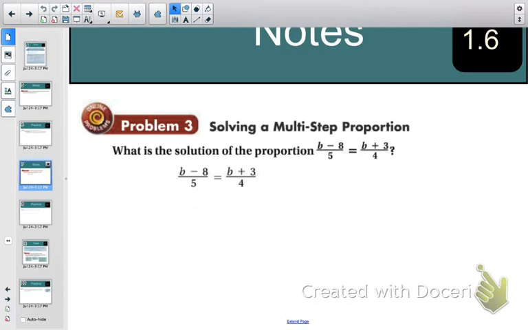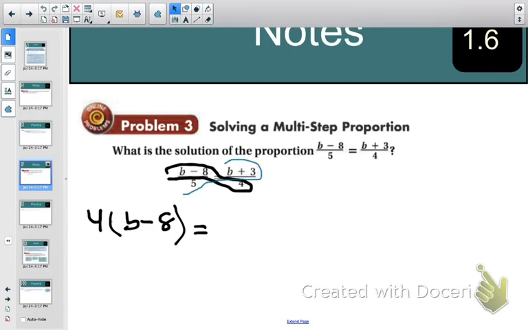So what we're going to do, the same thing, is multiply the diagonals together. I should have done that one at a time. Let me do that. So we'll multiply the extremes together first. We're going to do 4 times (b minus 8). But b minus 8 is the whole part of the fraction, so I need to put that in parentheses. And that should be equal to when I multiply these ones together, and that's going to be 5 times, again in parentheses, (b plus 3).